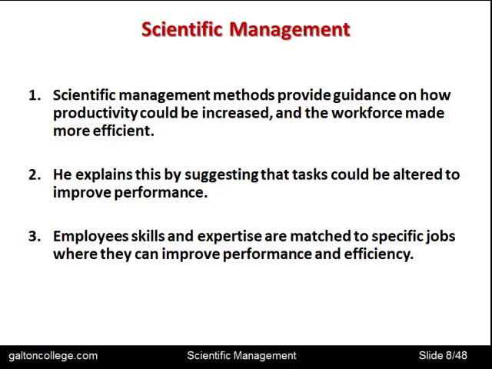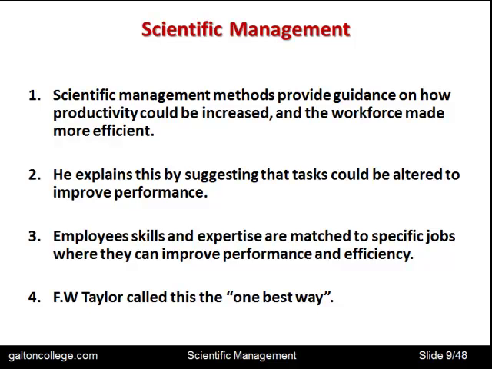Employee skills and expertise are matched to specific jobs where they can improve performance and efficiency. So it's a question of looking at the employees and looking at their competencies and their skills and their abilities and then allocating the employees to appropriate tasks. So the employees are allocated to the tasks much in the same way as we would allocate a machine to a particular task or use a particular piece of technology under a certain set of circumstances. So the people were allocated to tasks according to their abilities and aptitudes.